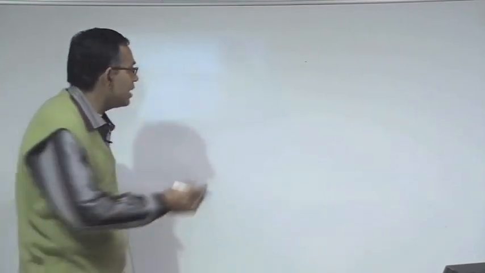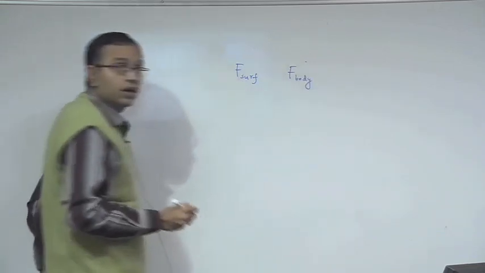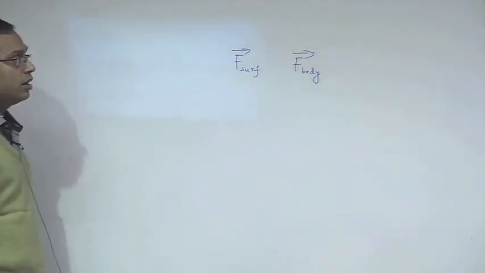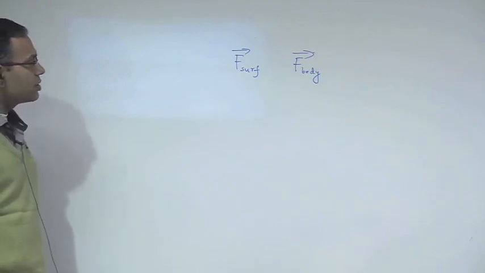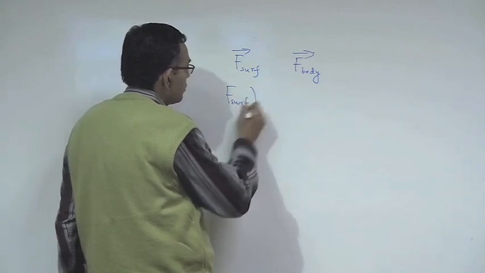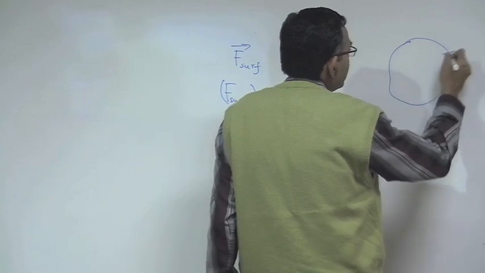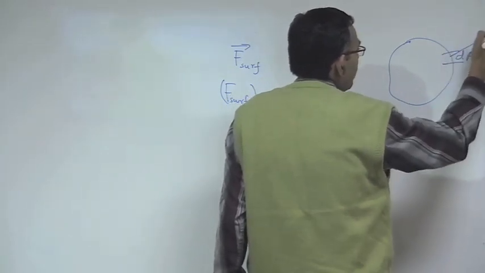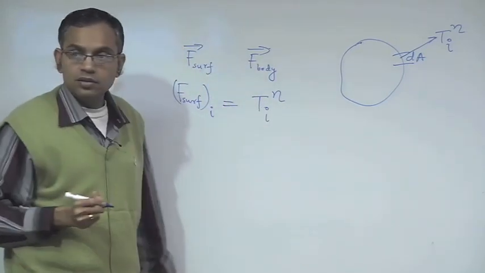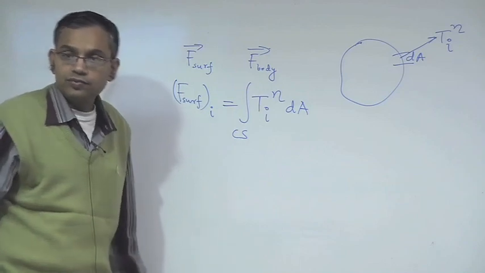So, the formalism we have come across is that we have surface force, and we have body force. The surface force we are writing in terms of what? The ith component of the surface force: if we have a control volume like this, you consider a small area dA, the surface force per unit area is Ti along the ith direction, and you multiply that with dA and integrate this over the entire control surface. This is what we do, right.